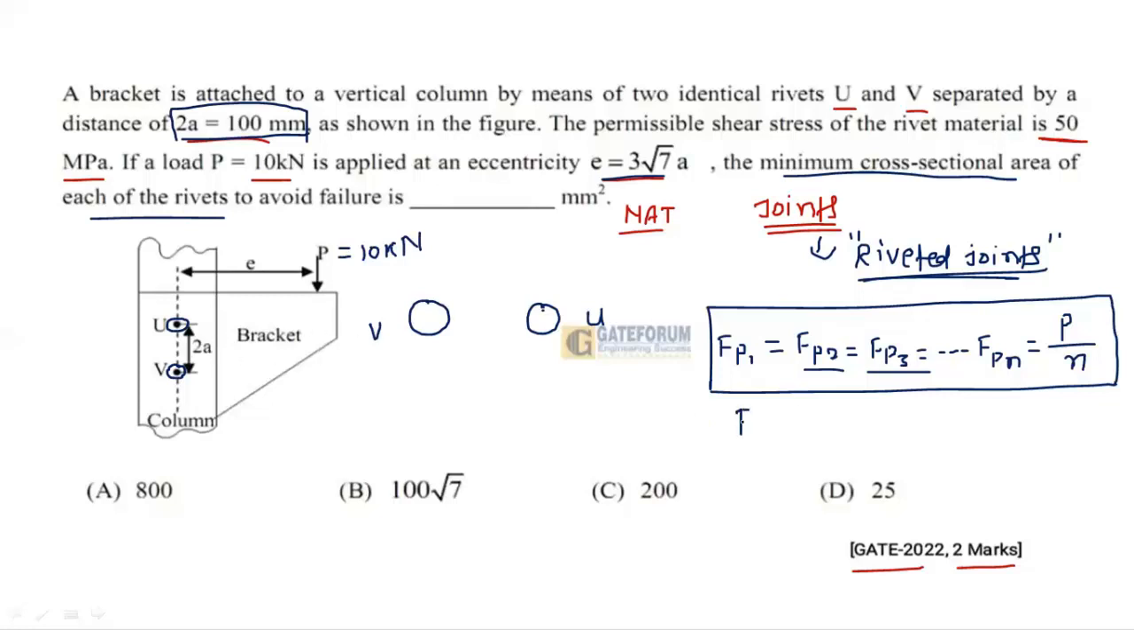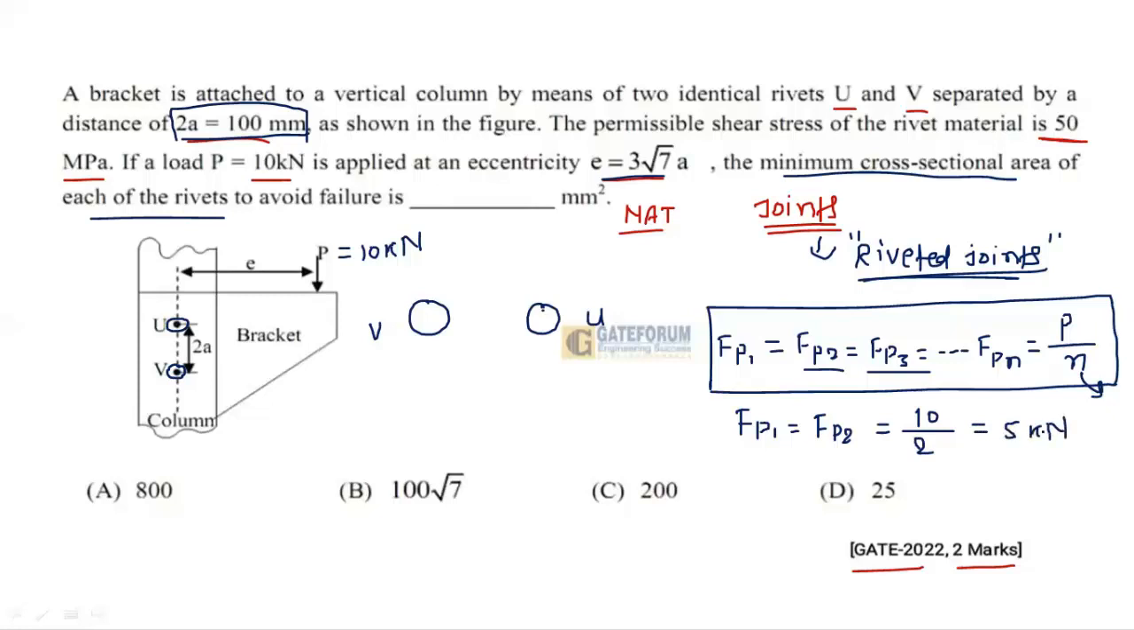So you can say, sir, here Fp1 is equal to what, sir? This will be Fp2, and it will be P upon N. What is P, my dear friends? 10. And what is the number of rivets? Here N is what? This is number of rivets. Okay. How many number of rivets is there? So only 2, sir. So 2. Okay. So what you will get, my dear friends? You will get 5 kilonewton.